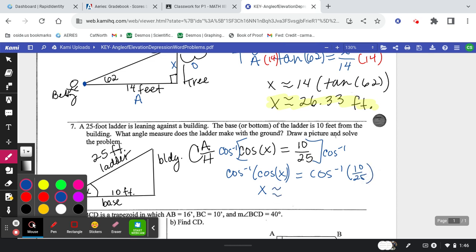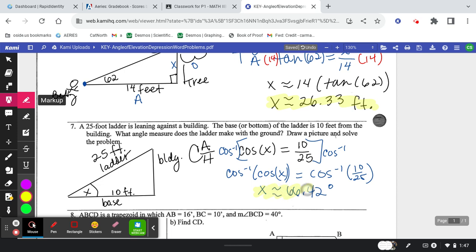So I'm grabbing my calculator and I'm typing in second cosine. There's my inverse cosine of 10 divided by 25. I'm getting 66.42, and that is degrees because that's an angle measure, not feet, because it's not a side. It is this angle right here. How'd you do?